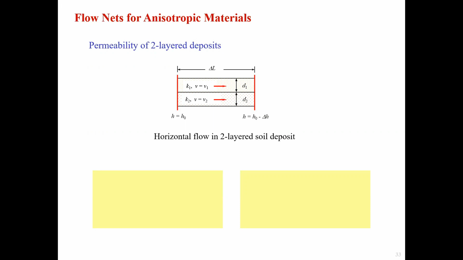If we consider a horizontally layered deposit, as shown in this figure, it consists of a pair of layers, 2 layers. The first has a permeability of K1 and thickness of D1, and it overlies the second layer, which has a permeability of K2 and thickness of D2.